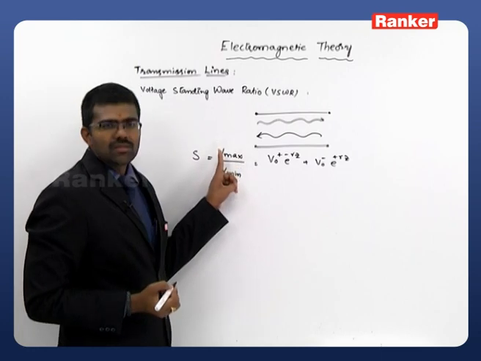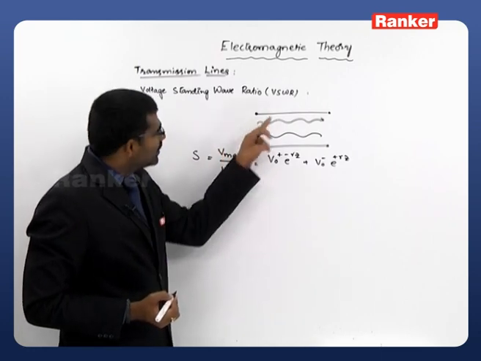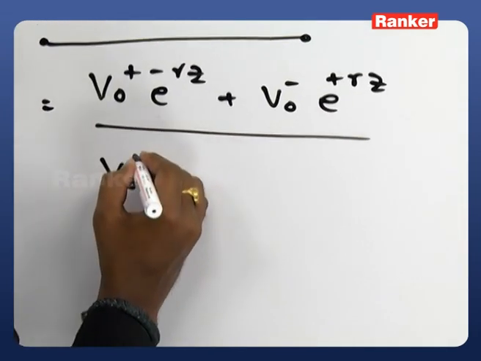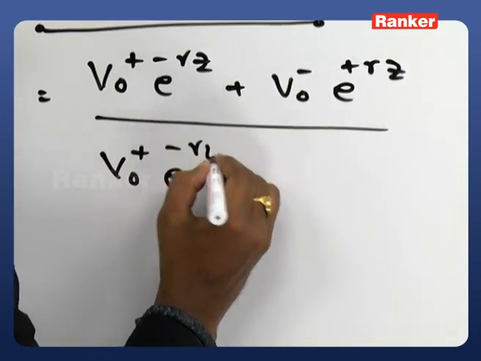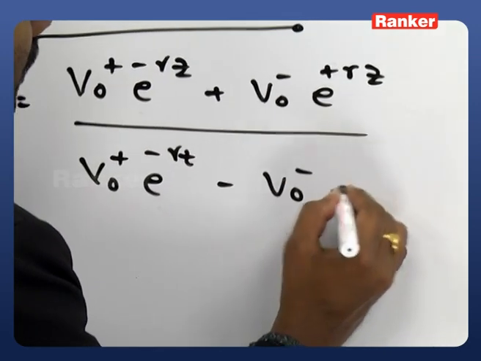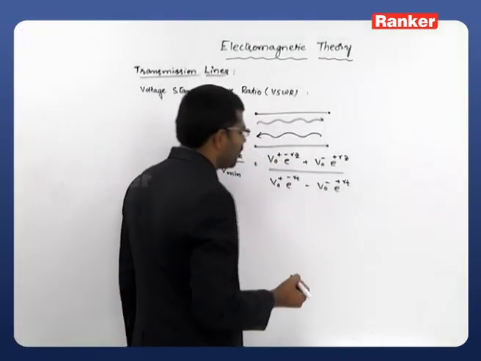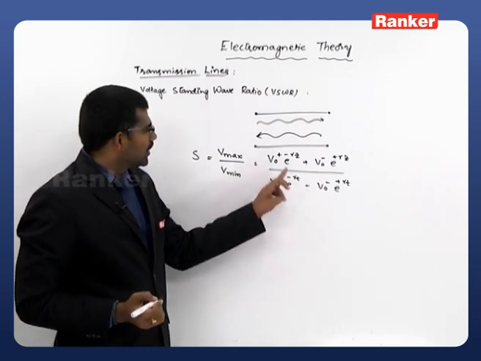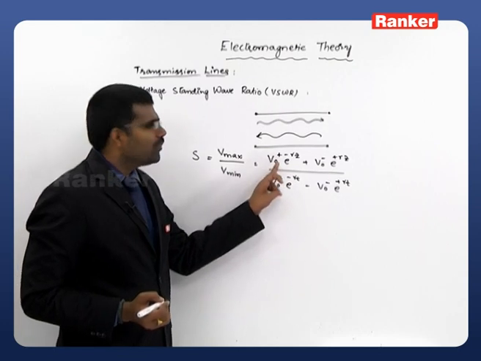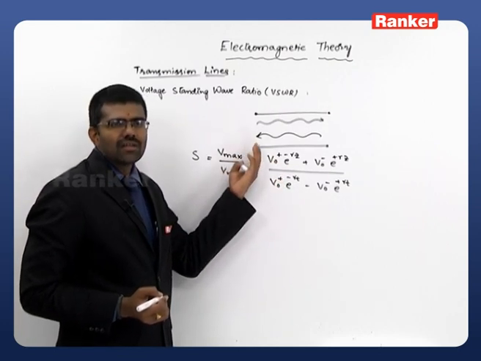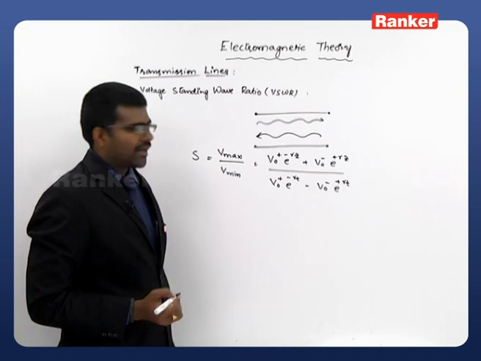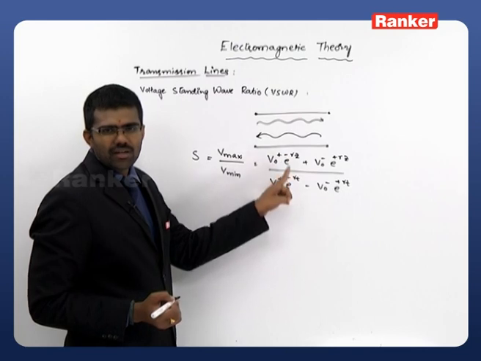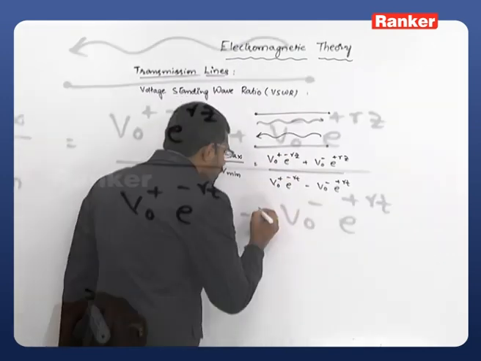Then you may get the maximum voltage for the standing wave. Similarly, the difference of these two, when you will get the minimum, is V0 plus e power minus gamma z minus V0 minus e power plus gamma z. So this is a simple equation that we have to observe. Then I will manipulate this by taking a term common in both numerator and denominator. I will take this V0 plus e power minus gamma z common from both numerator and denominator. If you take this, what will you get?